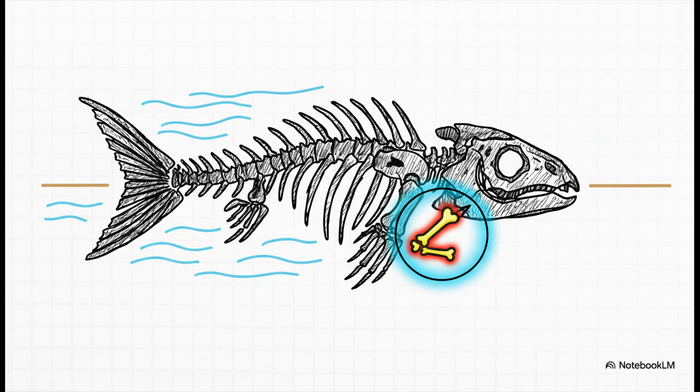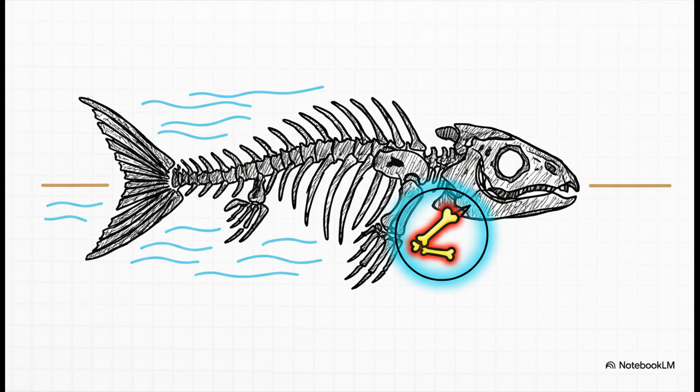Okay, let's start with the fossils. Meet Tiktaalik. This fossil is a perfect snapshot of a major evolutionary leap. At its core, it's a fish, right? But if you look closer, you see it has a flattened skull, the very beginnings of a neck, and, this is the coolest part, inside its fins you can see the bones of a primitive wrist.